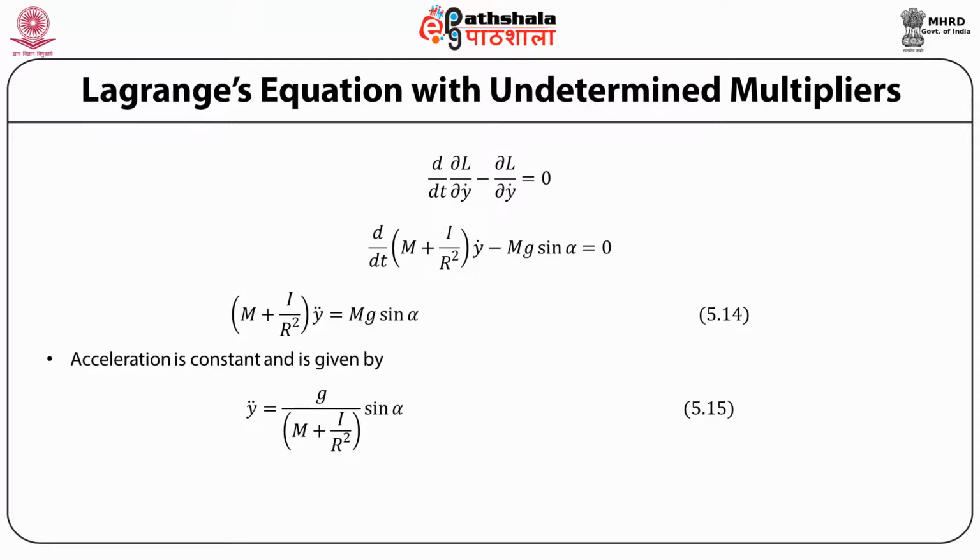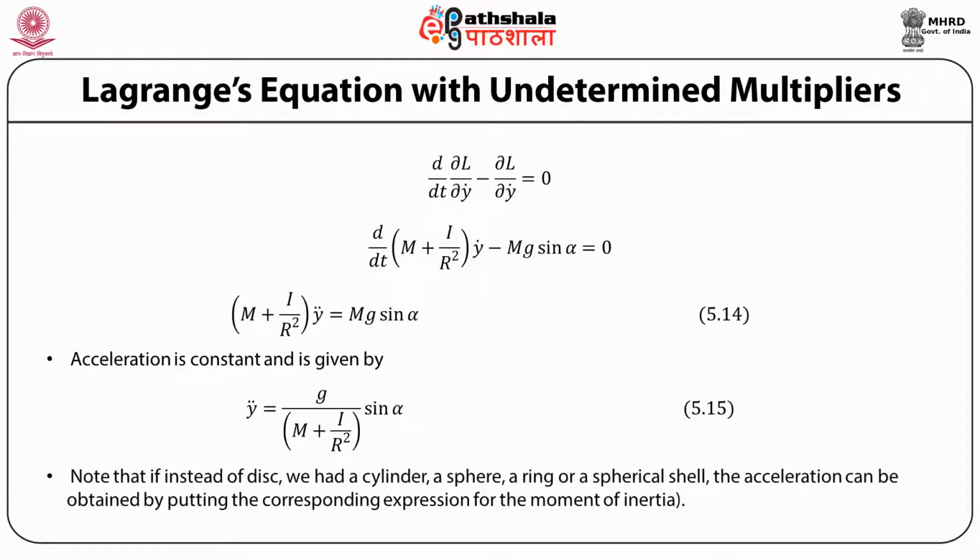Now, one can immediately see from here that the acceleration is constant because g is constant, inclination is constant, mass is constant, and moment of inertia is constant. So the acceleration with which the disk rolls down the plane without slipping is constant. Another thing you should note is that if instead of the disk we had a cylinder, a sphere, a ring or a spherical shell, the acceleration can be obtained by simply putting in the corresponding expression for the moment of inertia.